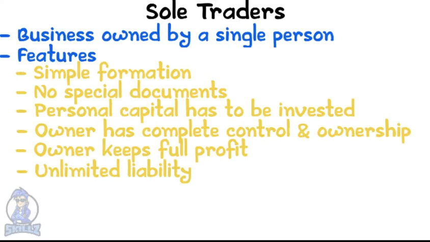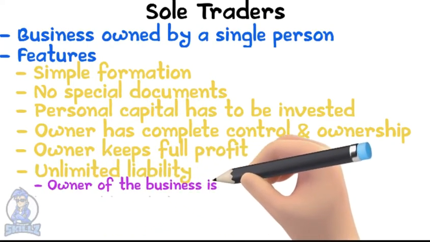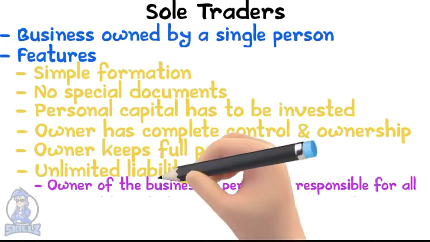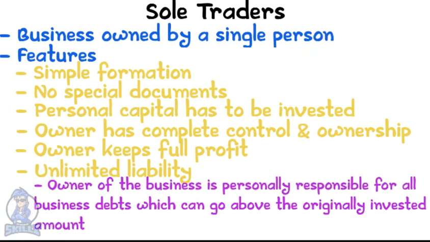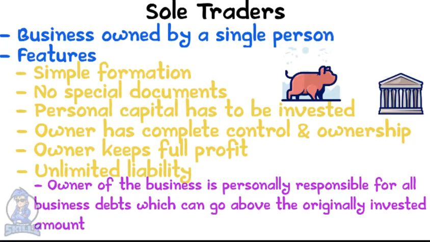Unlimited liability means that the owner of the business is personally responsible for all business debts, which can go above the amount originally invested. So sole traders can do a variety of professions ranging from farmers and fishermen to small builders and manufacturers to shop owners or service offerers.